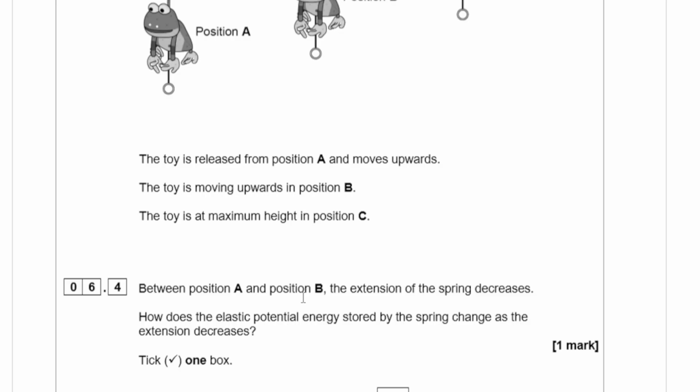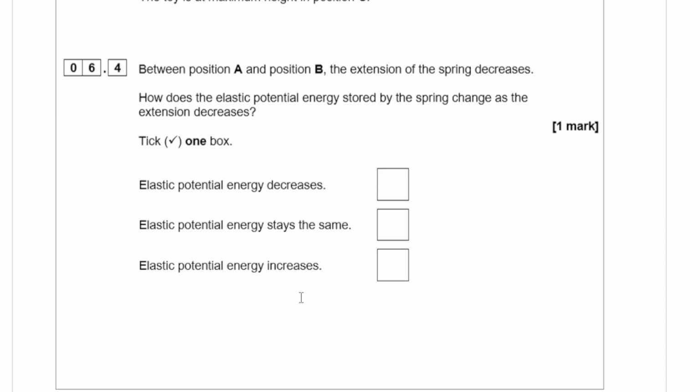The toy is released from position A and moves upwards. The toy is moving upwards in position B. The toy's maximum height is in position C. Between positions A and B, the extension of the spring decreases. How does the elastic potential energy store of the spring change as the extension decreases?